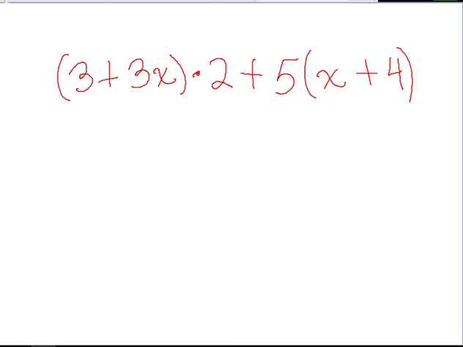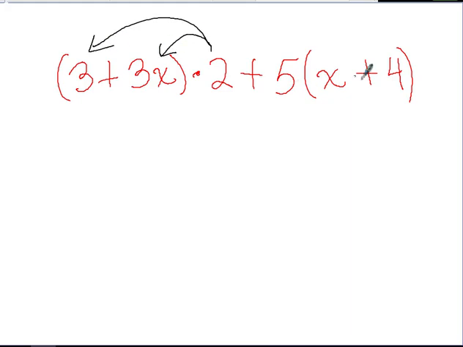So the next one, same idea. I'm looking to follow the order of operations. I try to deal with parentheses first, and inside the parentheses, I can't do anything with the 3 and the plus 3x because they don't have the same last name. But since this 2 is attached, I can distribute the 2.